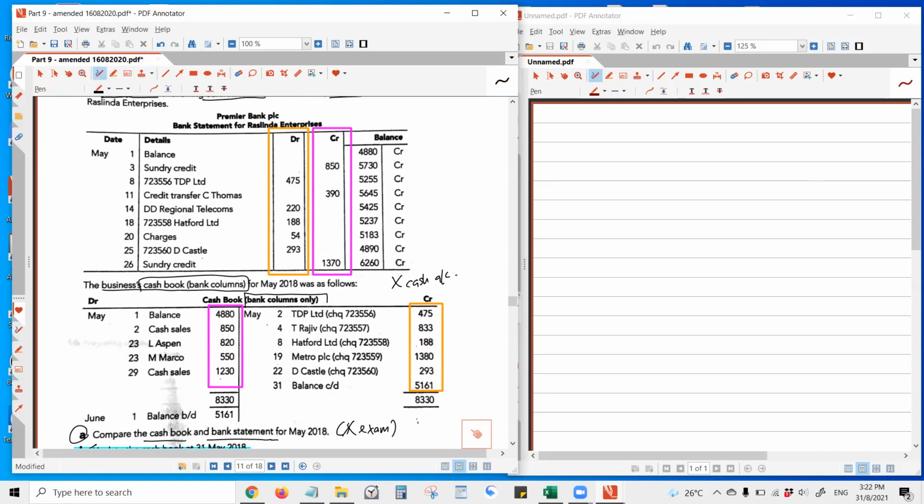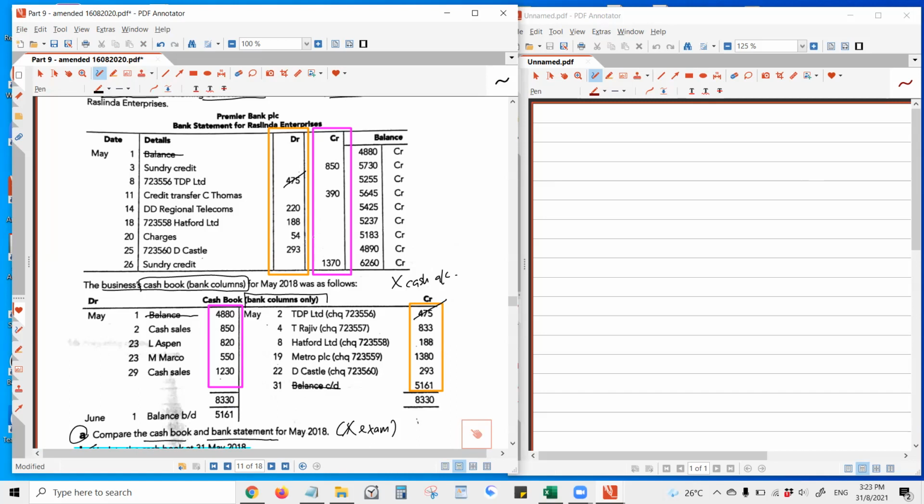Now this is what I will do. You follow me. We are going to ignore all those balance amounts. Balance amounts are not relevant here. And we are going to cancel off numbers that appear on both sides, in both the bank statement and the cash book. Now let's start. 475 appears on both of them, right? So cancel off.